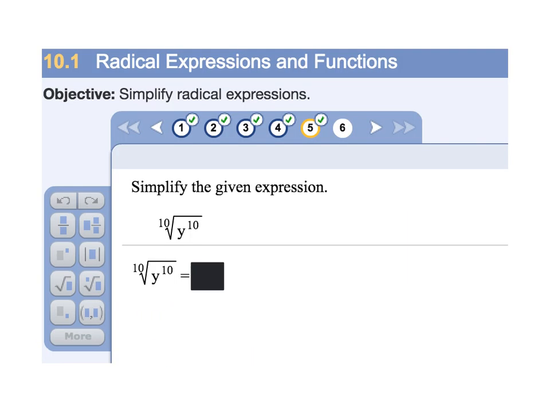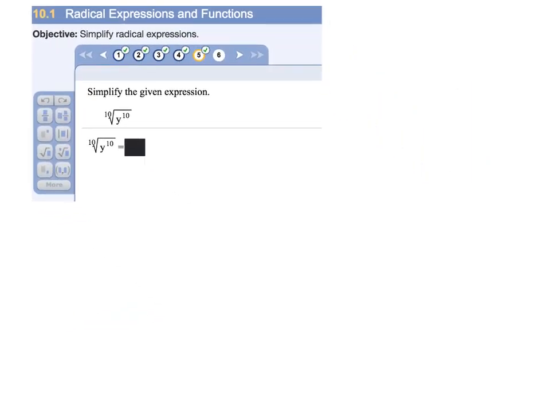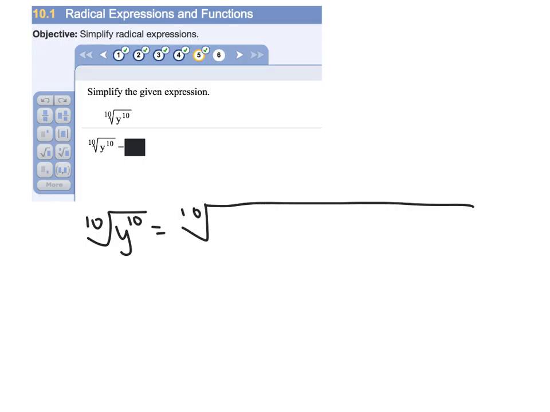All right, this problem is exactly like the previous problem. So you've got the 10th root of y to the 10th. That means the 10th root of y times y times y times y times y times y times y times y times y times y. So they are all being multiplied.